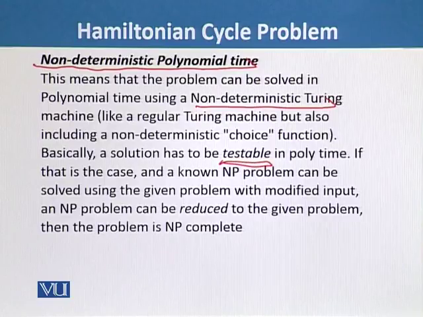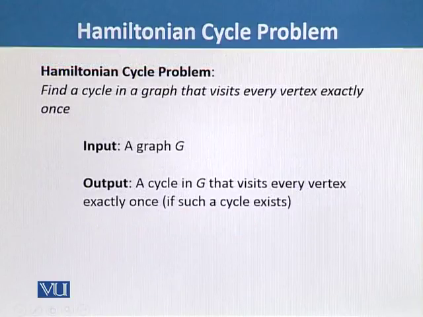If that is the case, and a known NP problem can be solved using a given problem with modified input, then we can say the NP problem can be reduced to the given problem, and the problem is called NP-complete. So here we can see the Hamiltonian cycle problem, as we have seen, a game invented by Hamilton.